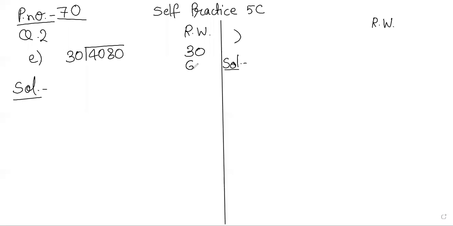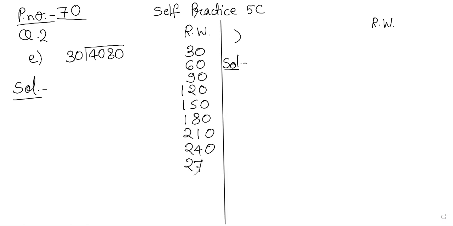3 ones are 30, 3 twos are 60, 3 threes are 90, 3 fours are 120, 3 fives are 150, 3 sixes are 180, 3 sevens are 210, 3 eights are 240, 3 nines are 270, 3 tens are 300. Now to solve this question, we will again copy down the question from the book.